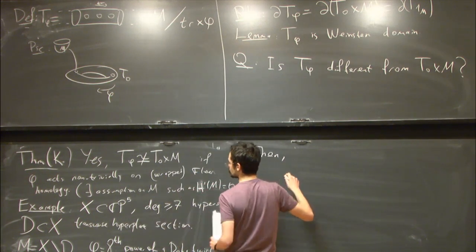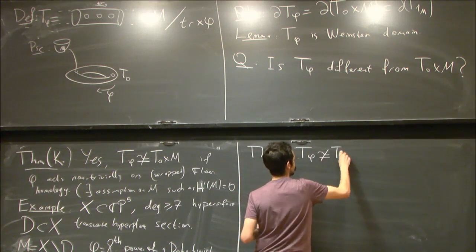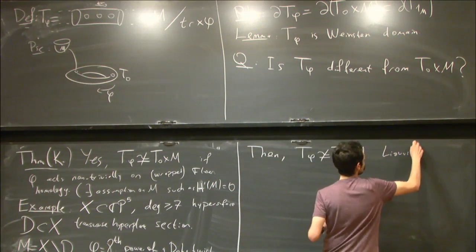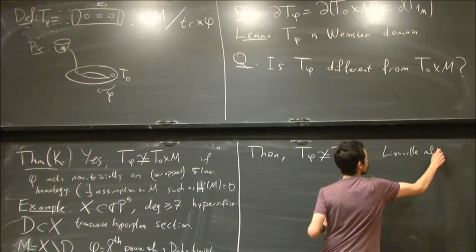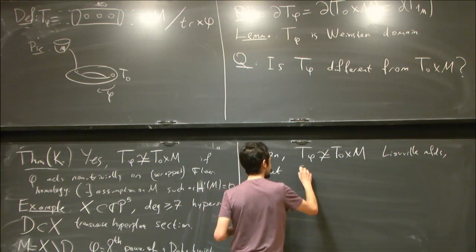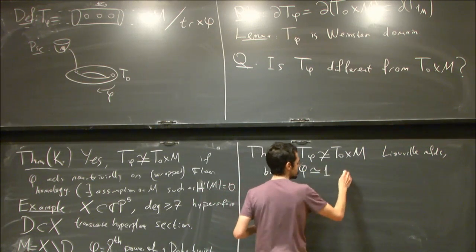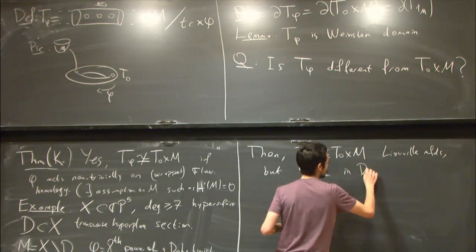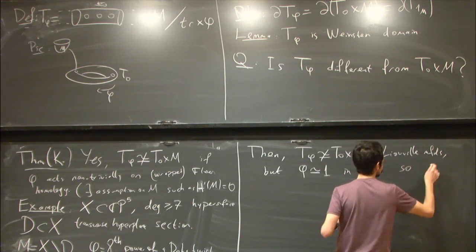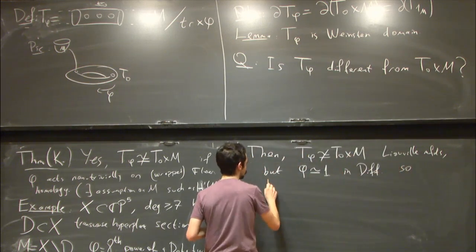Then the conditions of the theorem hold. T phi is different from T0 cross M as open symplectic manifolds, as actually level manifolds. But phi is actually isotopic to identity in the diffeomorphism group. So they are actually diffeomorphic.